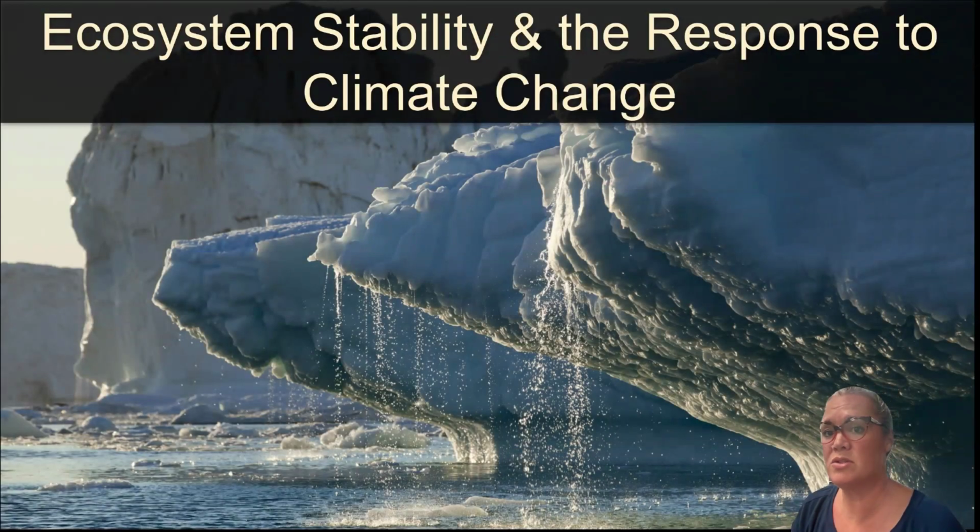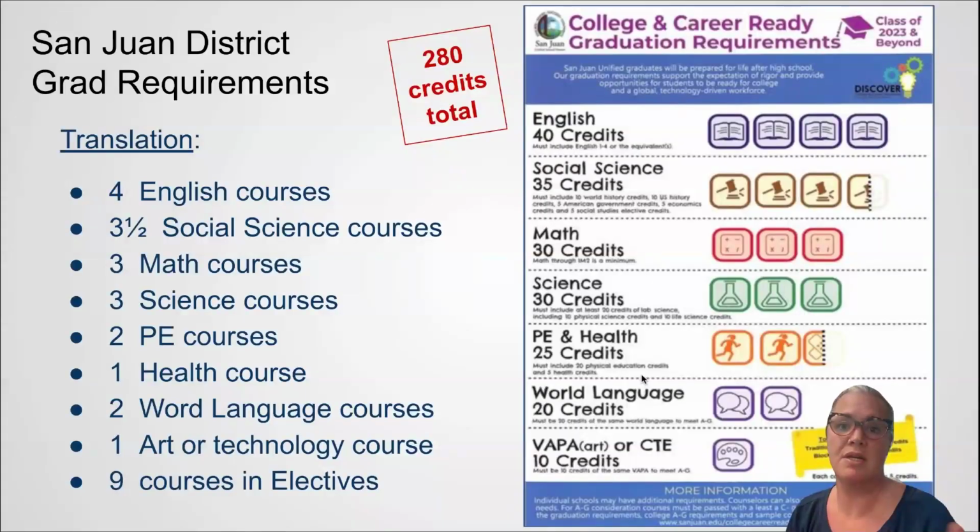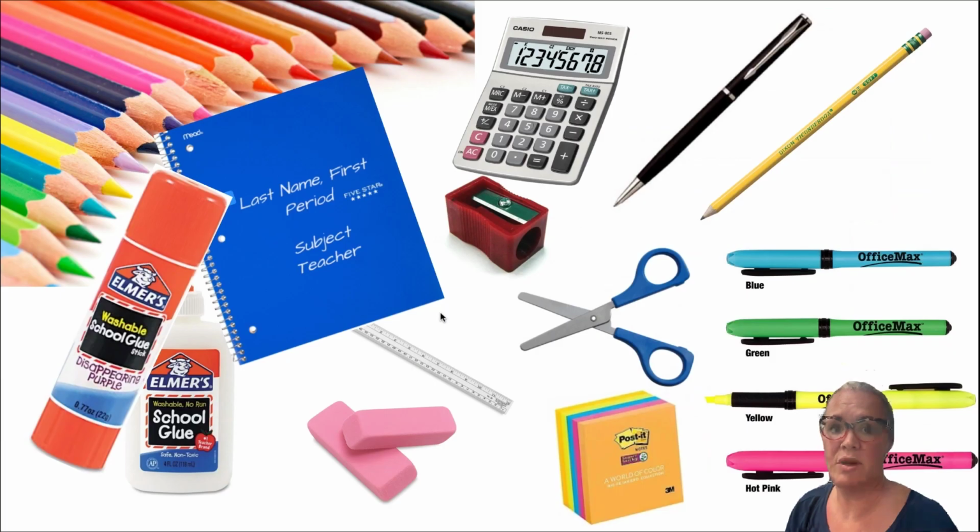And then the last unit is ecosystem stability and response to climate change. This does fulfill the lab requirements for one of the 3 science courses. It's a 10-unit course and will actually play into that A through G readiness for your student as well.